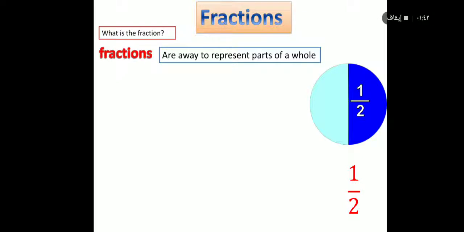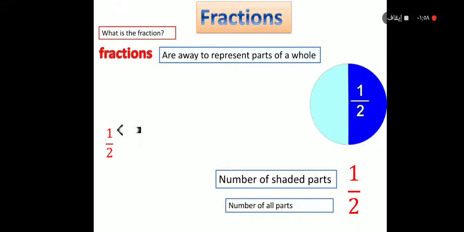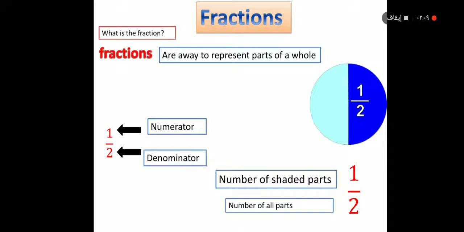1 means number of shaded parts, and 2 means number of all parts. In the fraction 1 over 2, 1 is called numerator, and 2 is called denominator.